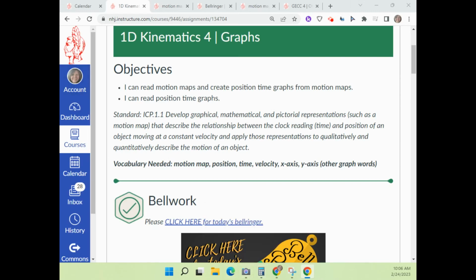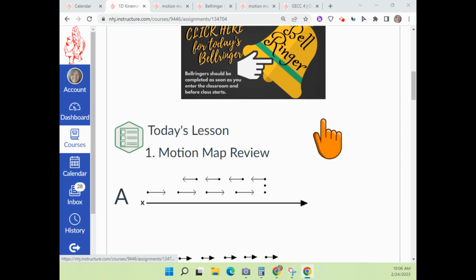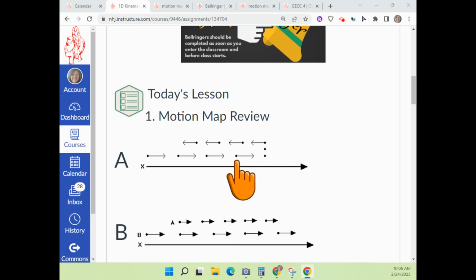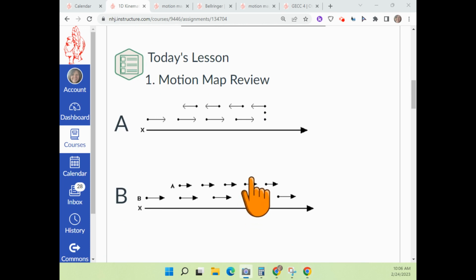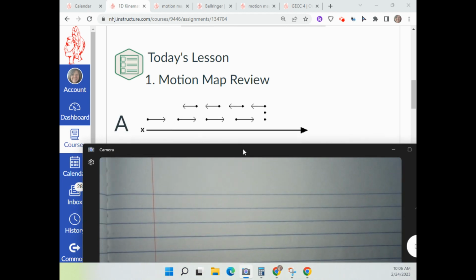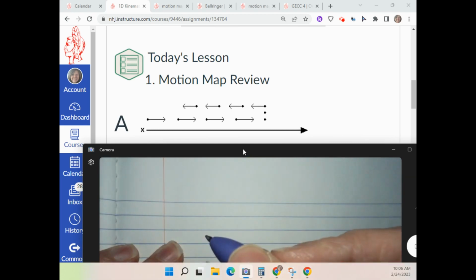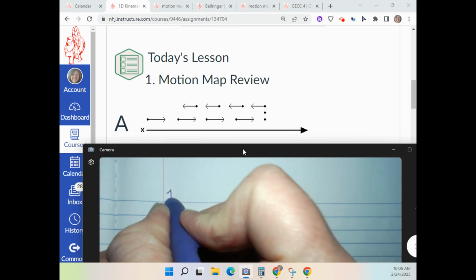All right, so today we are going to link the motion maps to position time graphs. So we're kind of making a jump here from what we already knew with our dot diagrams and our velocity vector diagrams to position time graphs. So you guys should have your notebook out. We are going to go into our notebook. We're going to title this 1DK for position motion maps to position time graphs.